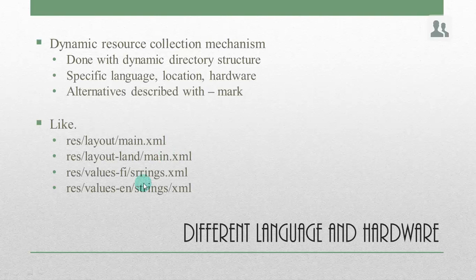Then there are two different string values for different languages. This is English and this is Finnish. So it will contain two different string values for the different languages, and based on the location and the language it will load those resources from these folders. This is the dynamic resource allocation mechanism, or you can say the different language and hardware support is easily provided with the help of this type of directory structure.